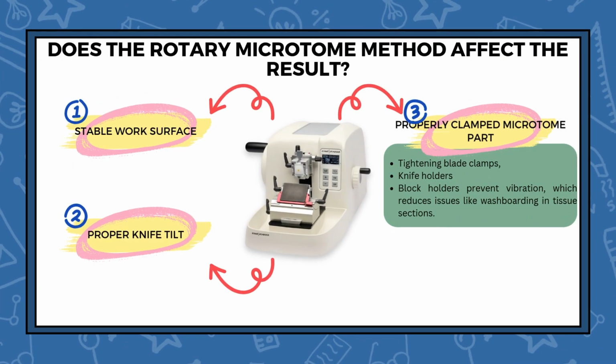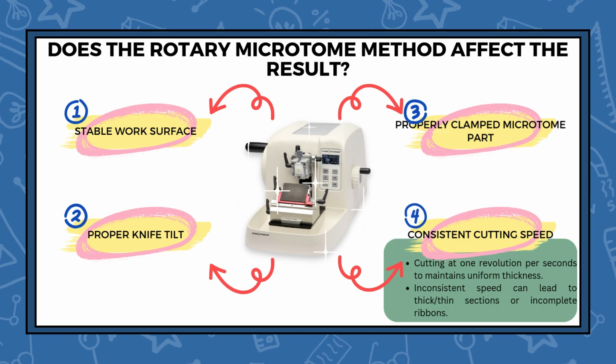Third, properly clamped microtome parts are indeed crucial for achieving high-quality sectioning results. All parts of the microtome, including the blade clamp and block holder, must be securely tightened. Loosely clamped parts cause vibration that leads to washboarding patterns in sections.